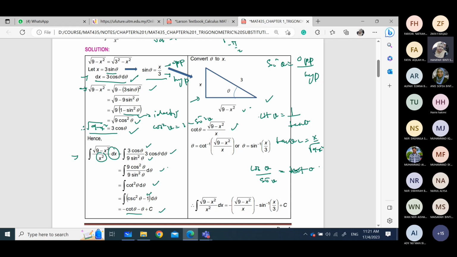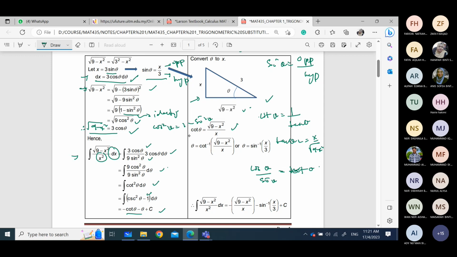So untuk theta, kita boleh ambil based on cotangent ataupun sine. Okay, so theta is cotangent inverse of square root 9 minus x squared over x, or sine inverse of x over 3. Okay, so you can choose sine inverse or cotangent inverse. Boleh, tak ada masalah. So therefore the answer here is this one.